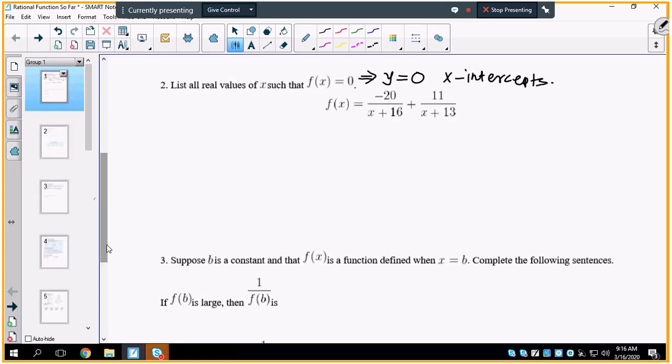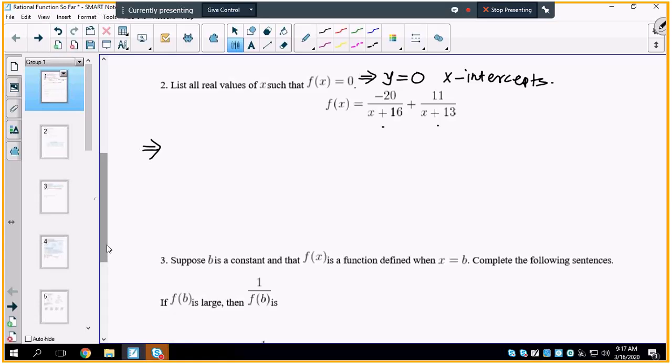Last time when we were drawing the graph, we did all these steps. I'm going to just do it separately for each individual problem. Now this problem is a little different. As you can recall, I said in order to solve for x-intercepts, you need only one rational expression. And I have two of them here. I have negative 20 over x plus 16 plus 11 over x plus 13, which recalls the fact that I need a common denominator. What does that mean?